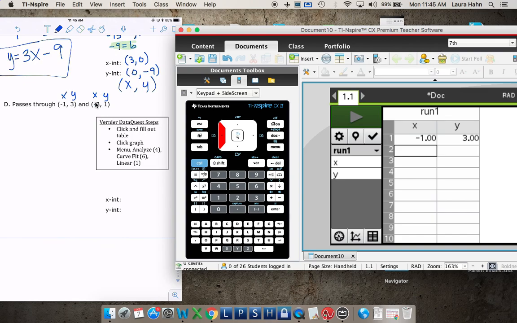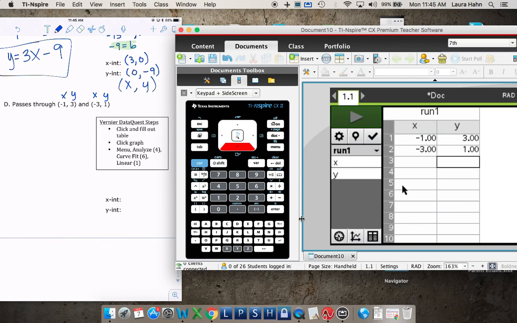Under the x, I'm going to put -3. Under the y, oops, I didn't put -3. And then under the y, I'm going to put 1. Always enter out of that box. Okay, so you see your first point, -1, 3. My second point was -3, 1. All right, so we clicked and we filled out the table.